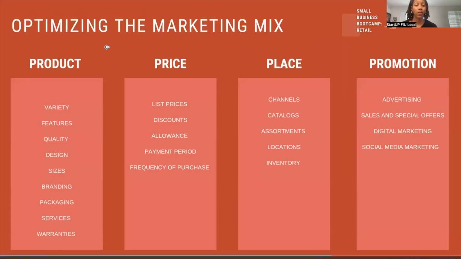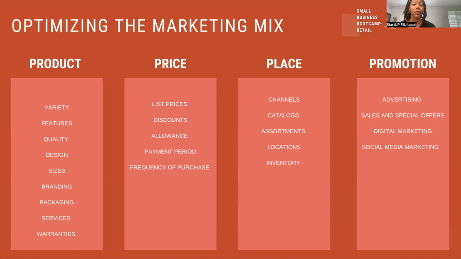So, utilizing the marketing mix. The marketing mix for retail consists of product, price, place, and promotion. Product can be everything from the variety or quantity of your product, the way you design it, the branding, the packaging, the services, if there are any warranties around your product. The pricing is the listing price. Is there a discount associated with your product? Do you allow for a scale on the pricing? Is there a payment period? And how frequently are your consumers purchasing?